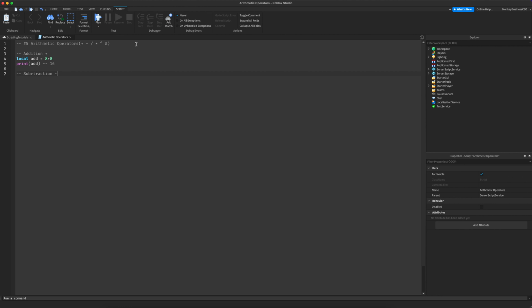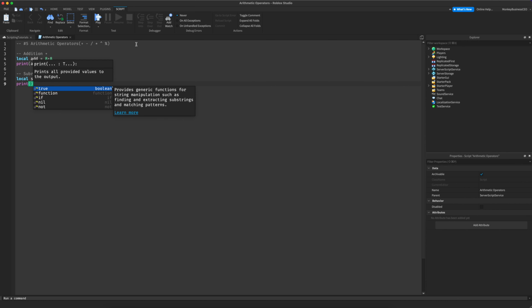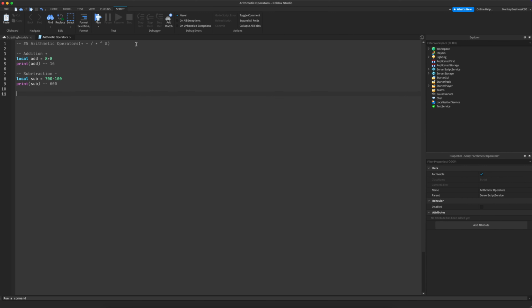which is just the minus sign. So local sub equals 700 minus 100. And if we print sub, that will print 600 in the output. So again, that one was pretty simple as well.